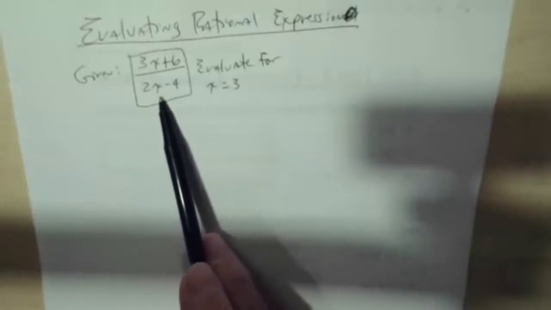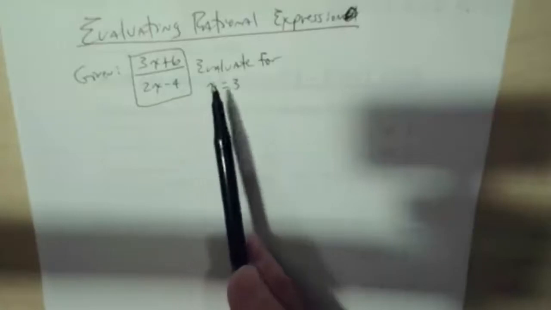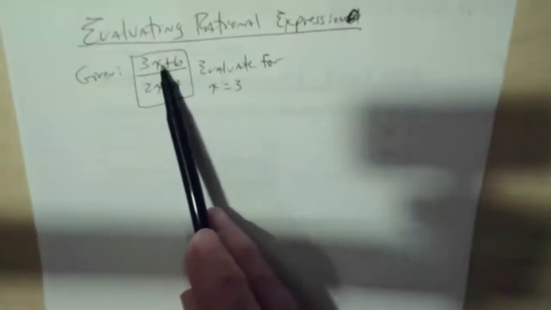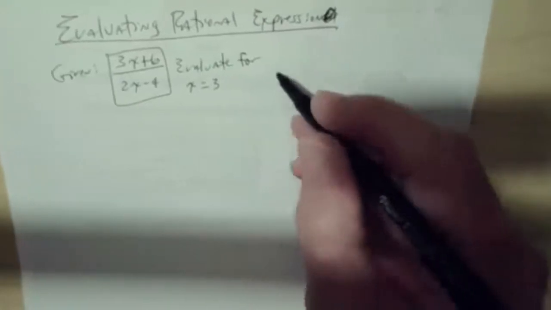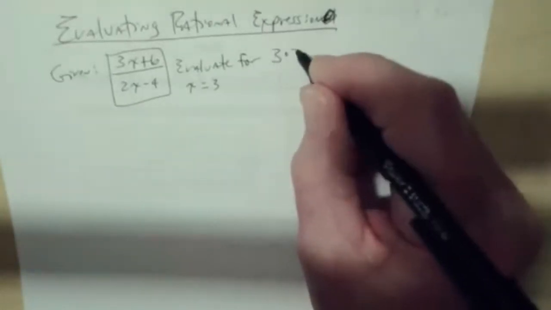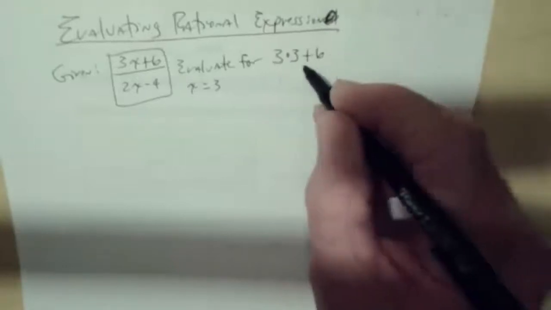So, first thing we did, this is from class from Tuesday the 15th, evaluating rational expressions. This is real simple. If you're given this rational expression here, evaluate for x equals 3. So wherever there's an x, we're going to plug in 3, and we get this. 3 times 3 plus 6 over 2 times 3 minus 4.